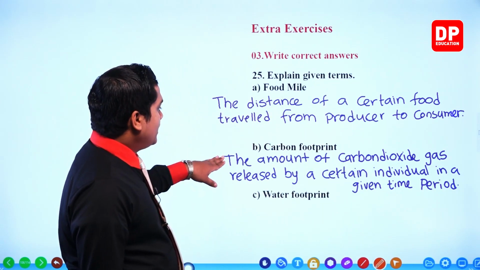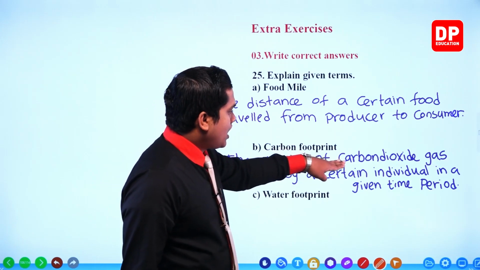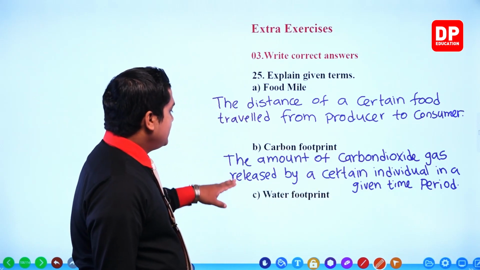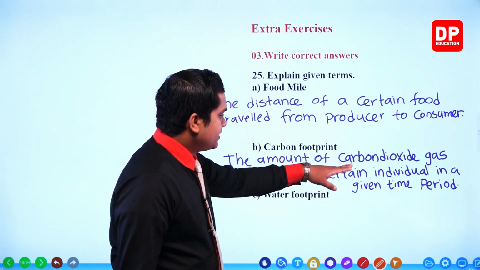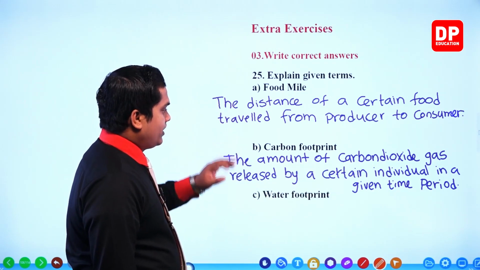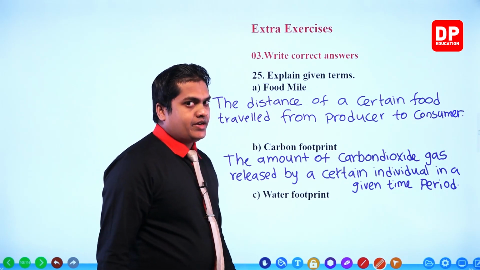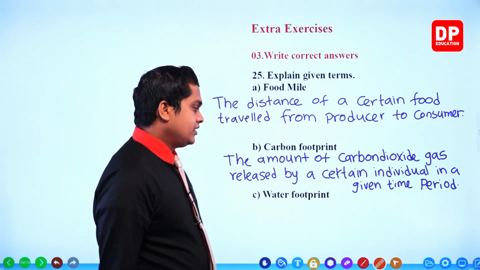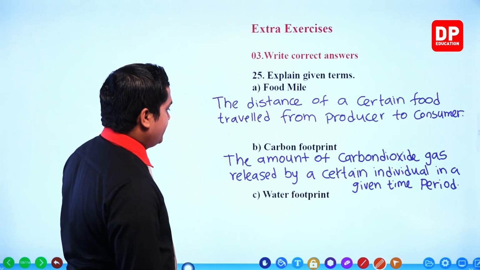Right. So the amount of carbon dioxide gas released by a certain individual in a given time period is called the carbon footprint. This is the carbon footprint. And the next one, water footprint.